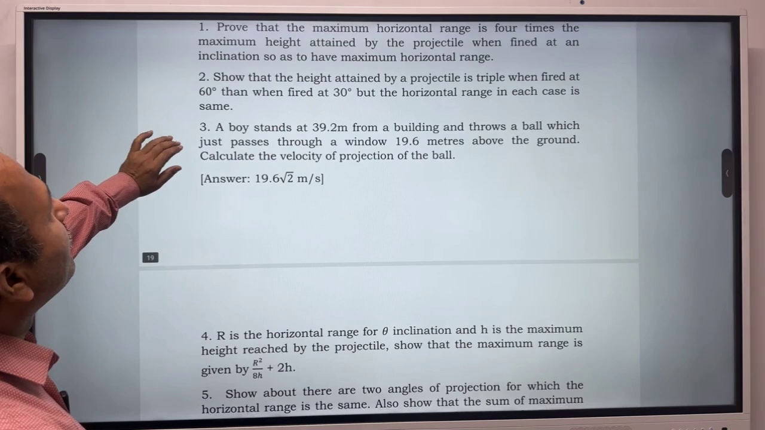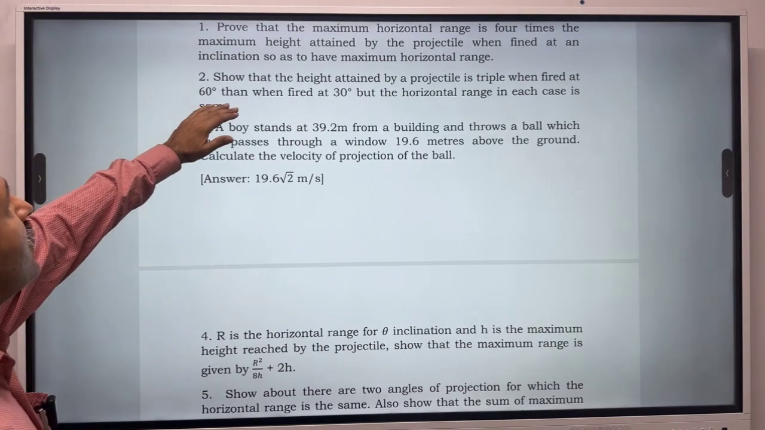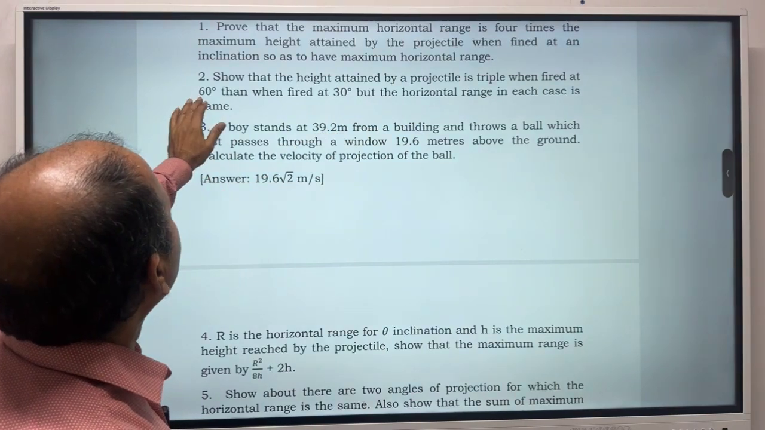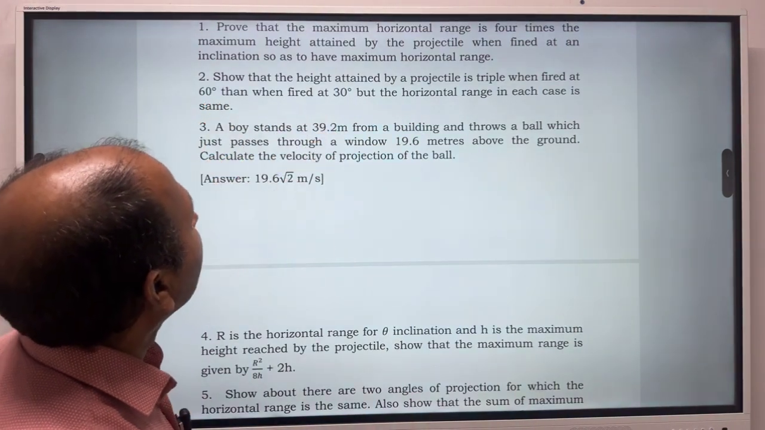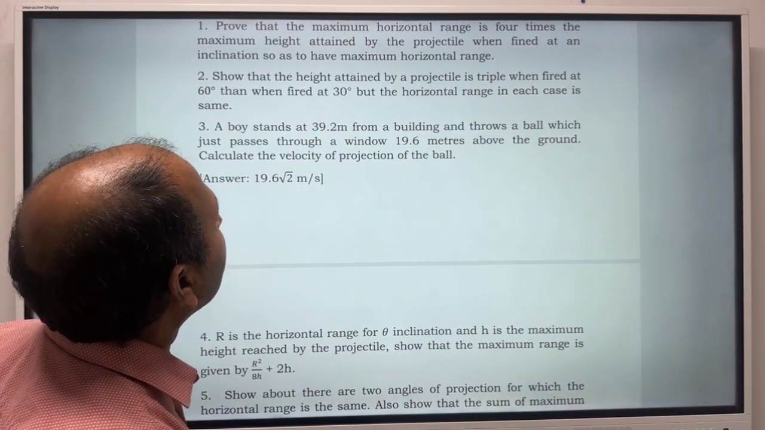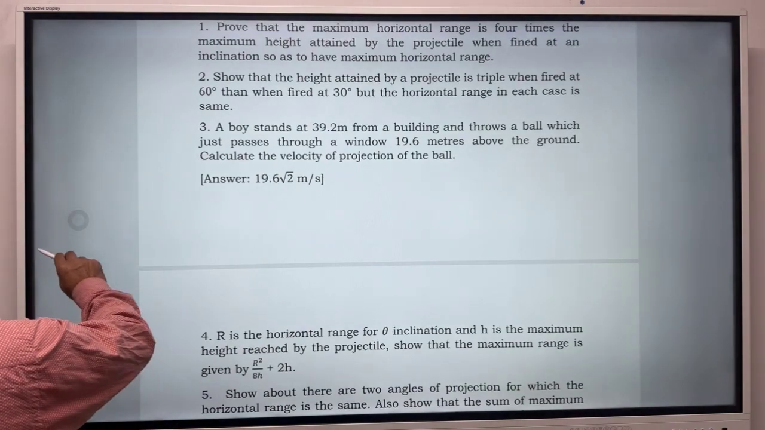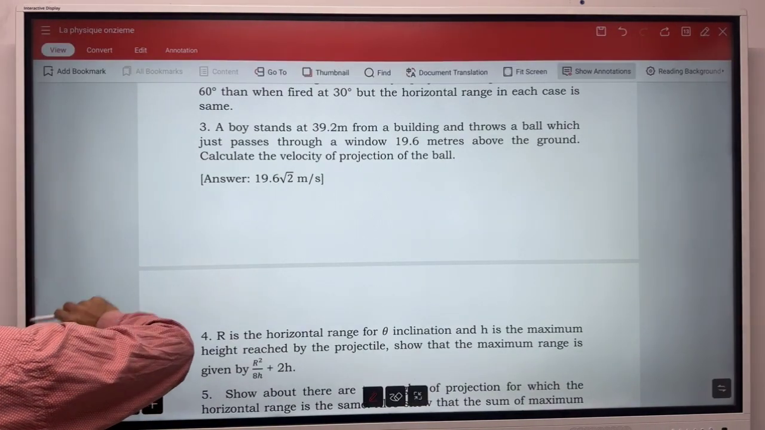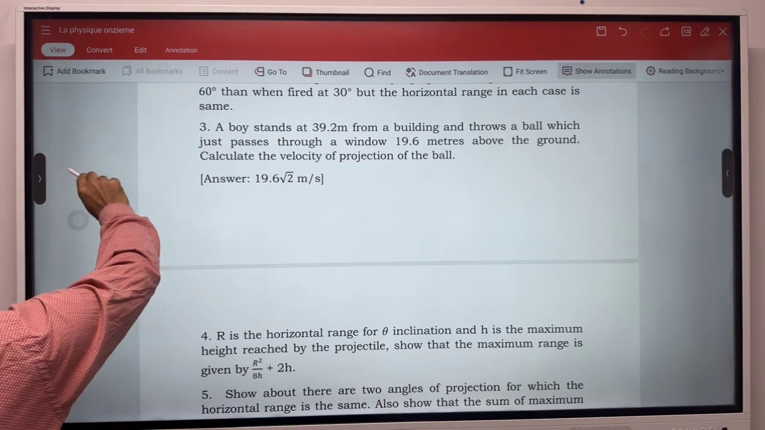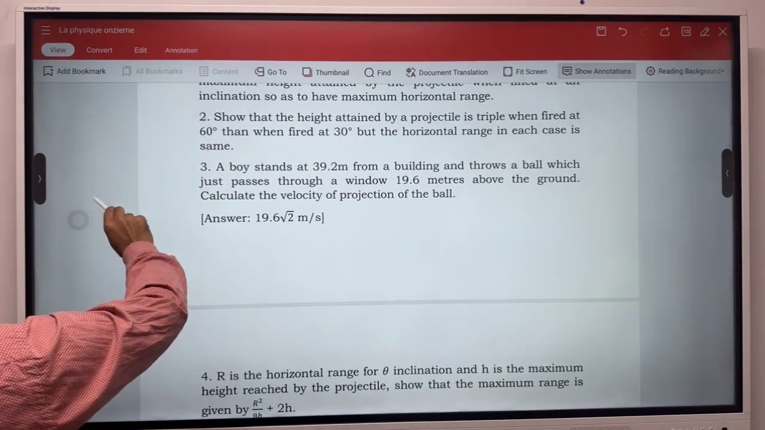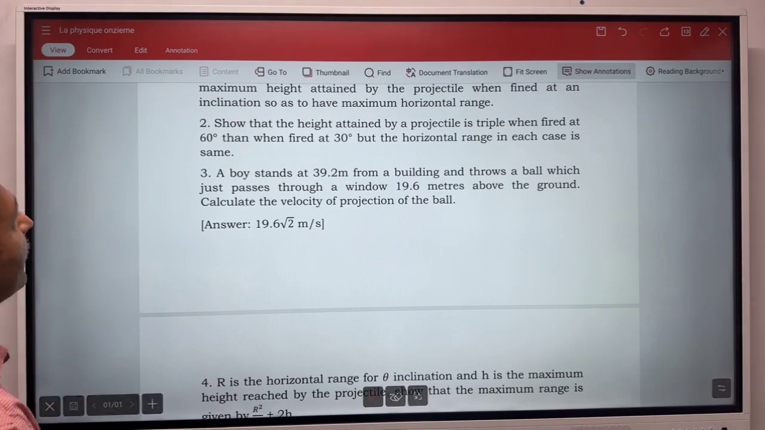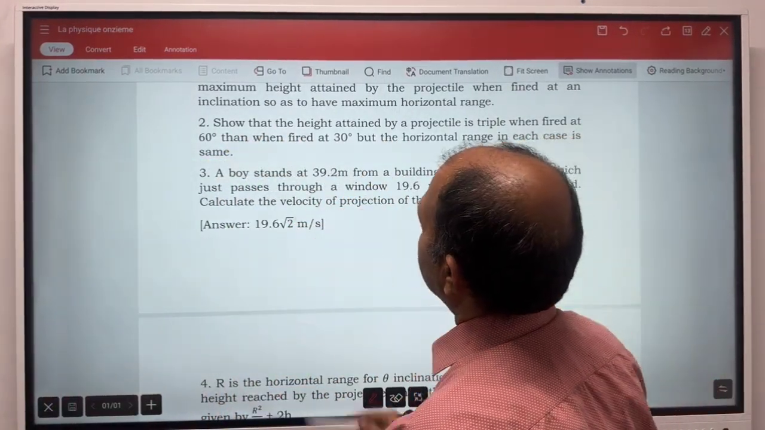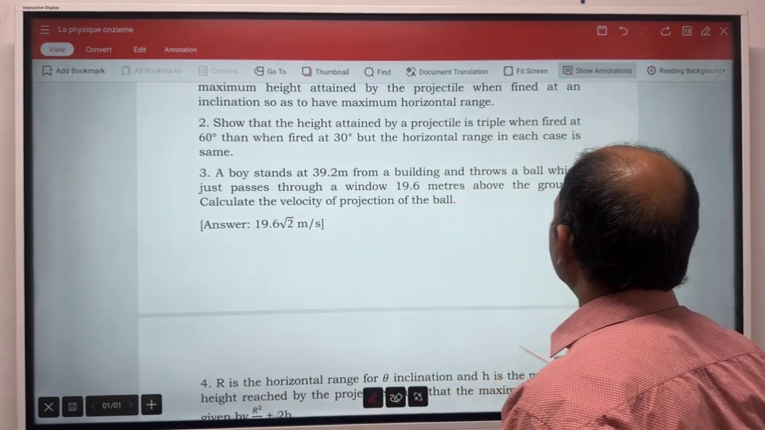Next question. Show that the height attained by a projectile is triple when fired at 60 degree than when fired at 30 degree, but the horizontal range in each case is same. Let's see how. So, height attained by projectile is triple when fired at 60 degree than when fired at 30 degree.